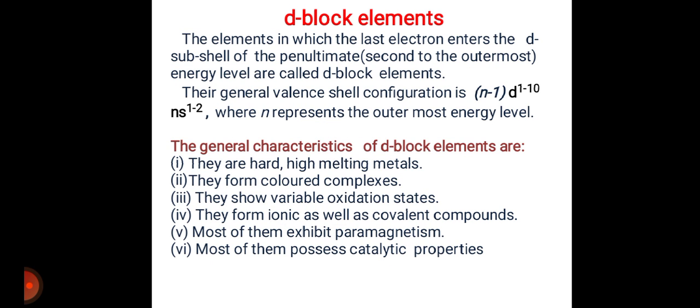Then silicon is a metalloid. So another one is the d-block elements. What are the d-block elements? The elements in which the last electron enters the d subshell of the penultimate shell, that is second to the outermost energy level, are called d-block elements.